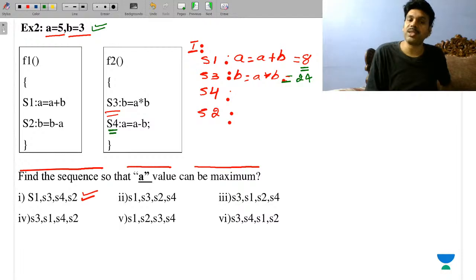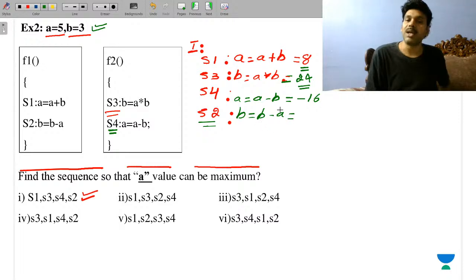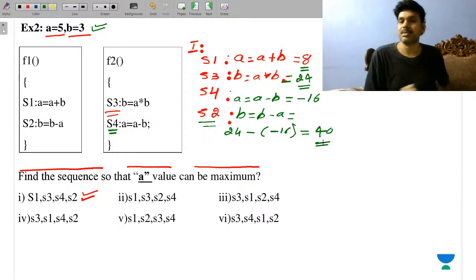Then statement 4 is executed. A is equal to A minus B. So your A value is 8 minus 24, since the recent B value is 24. Therefore it is minus 16. Now if you execute S2, what is your S2? B is equal to B minus A. The latest B value is 24, minus your A value of minus 16. Therefore it is 40 in this case.